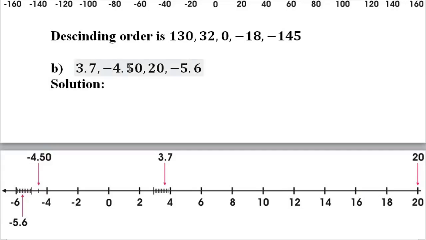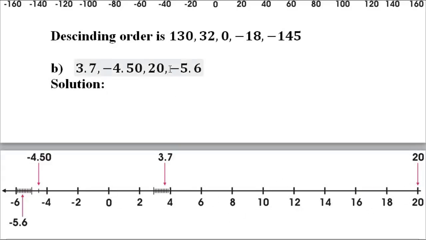The second number is negative 4.50. This number is the midpoint between negative 4 and negative 5. This is negative 5, and this right here is negative 4.50. The third number is positive 20, which is located 20 units to the right of 0.